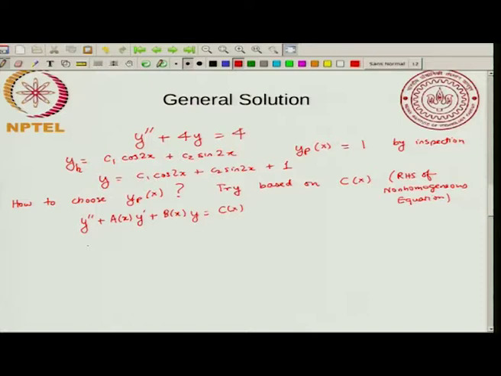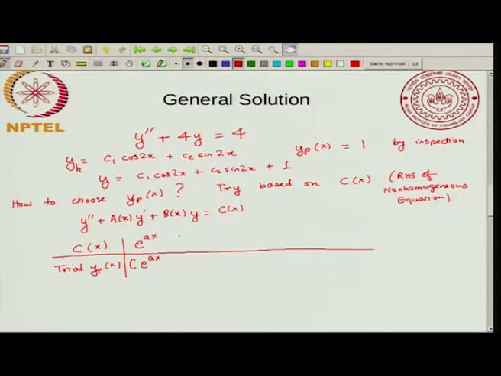Okay, and a general recipe to calculate yp is to choose it based on c of x. So I'll just make a small chart here. I'll write c of x out here, and I'll write trial yp of x. I'll make a chart with various choices. So suppose my c of x looks like e to the ax, e to some constant times x. Then my trial will also be some c e to the ax. You just take e to the ax, multiply by some constant, and that will be my trial function.